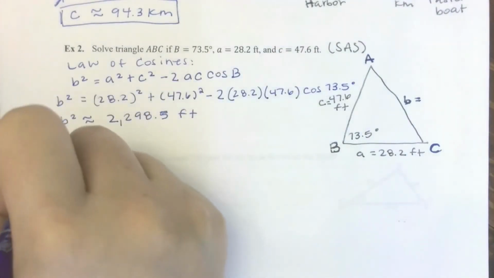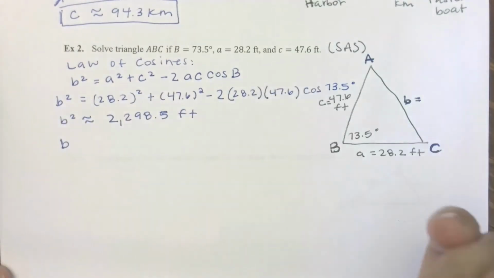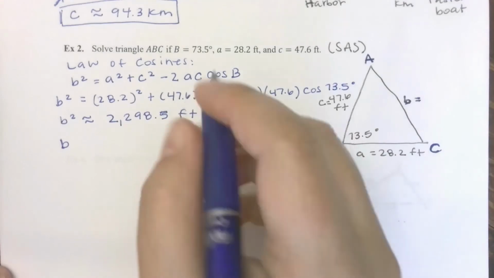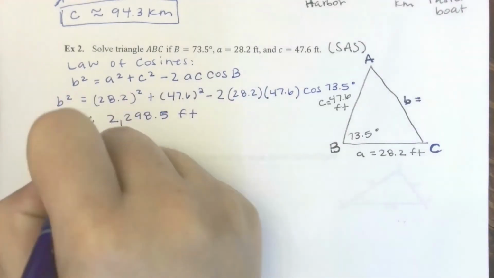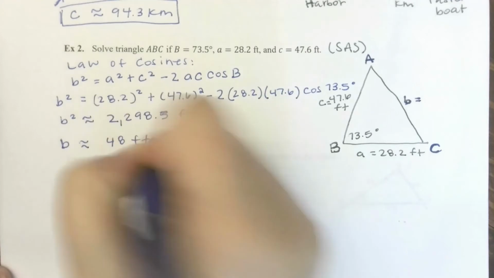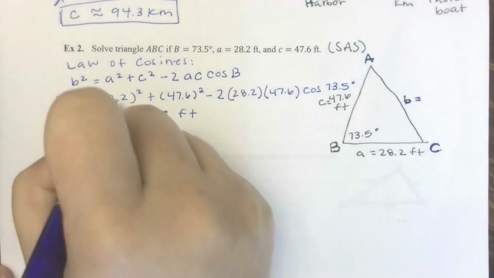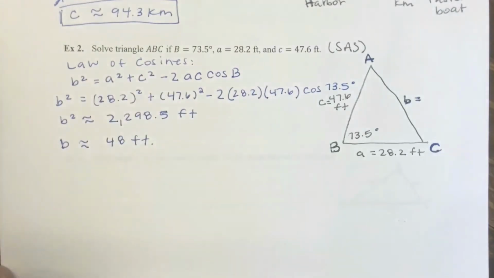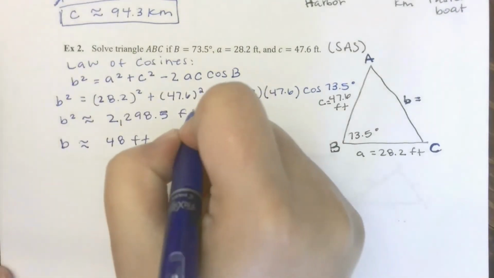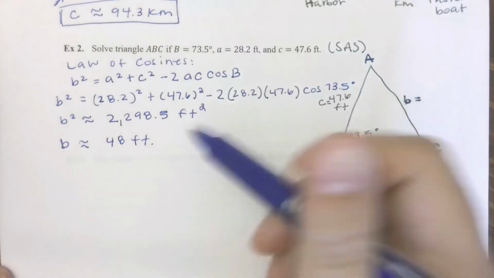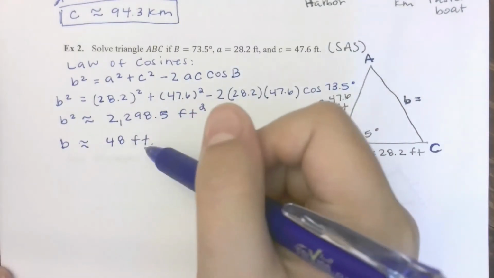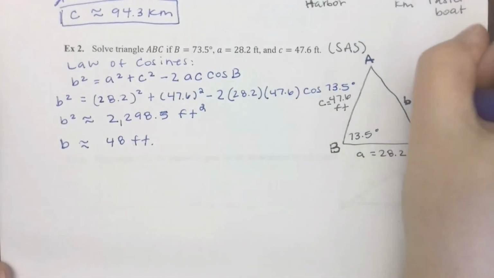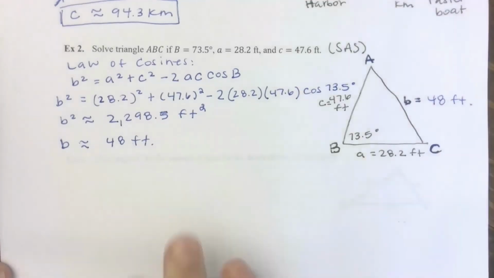And then for B, I need to take the square root. And so I would get approximately 48 feet. Okay, and notice your measures are being squared here. So this is 28.2 feet squared, so you would get feet squared here, but when you take the square root, it's going to go back to whatever measure that you are working with. All right, so B is 48 feet.